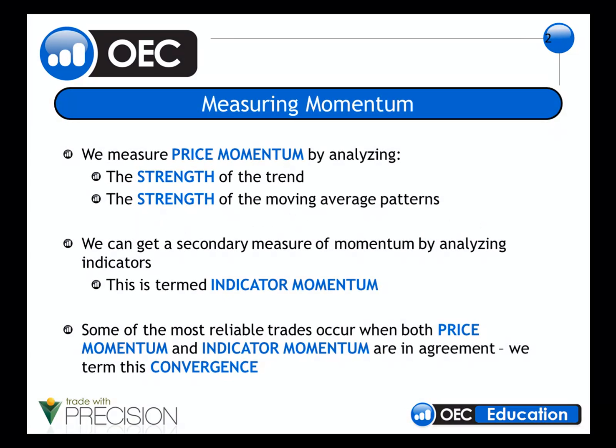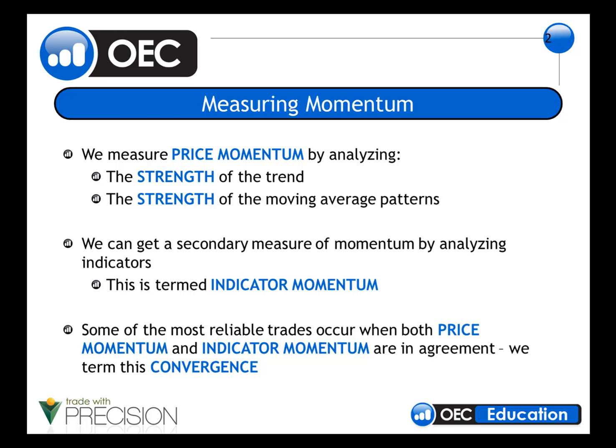We measure price momentum by analyzing the price action of the current trend and other factors which give us a lot of confidence that we'll be trading in the direction of the order flow. Now we can get a secondary measure of price momentum by using the indicators, the MACD and the RSI. This is termed indicator momentum. This is exactly what we're trying to do.